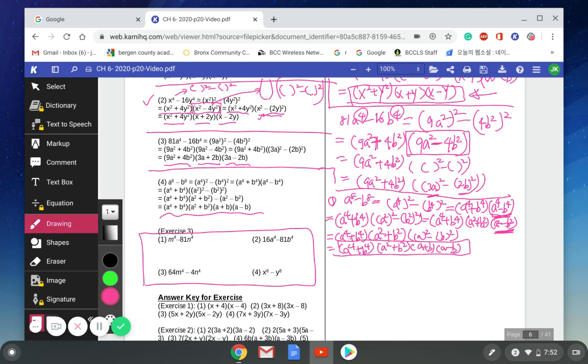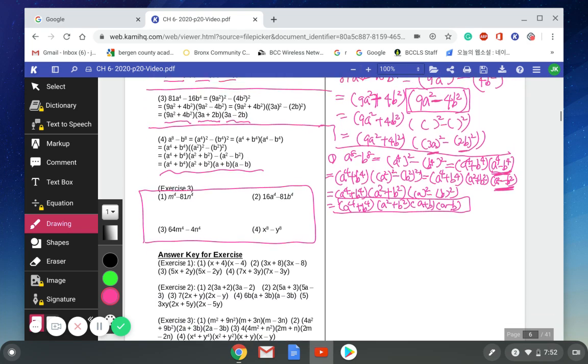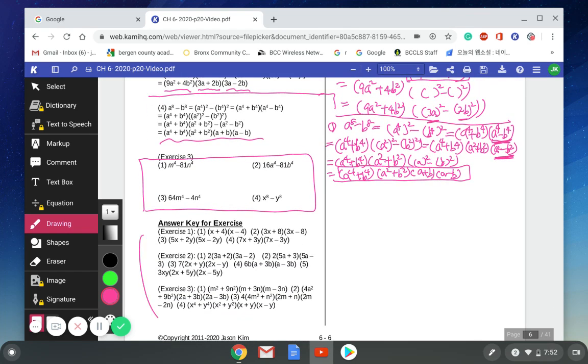So these are another exercise that you can try. Okay? And check with the answer key here.